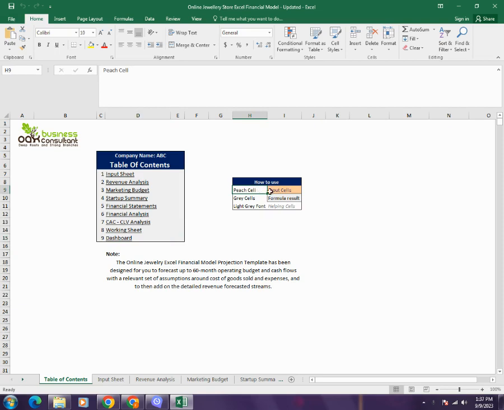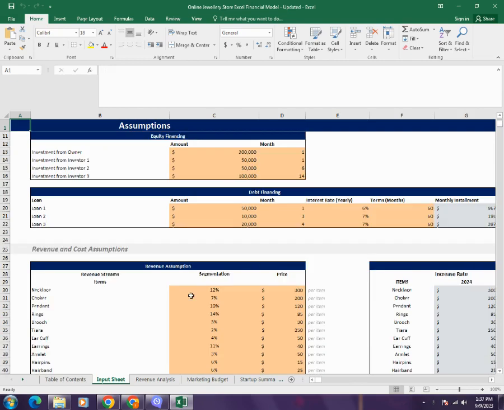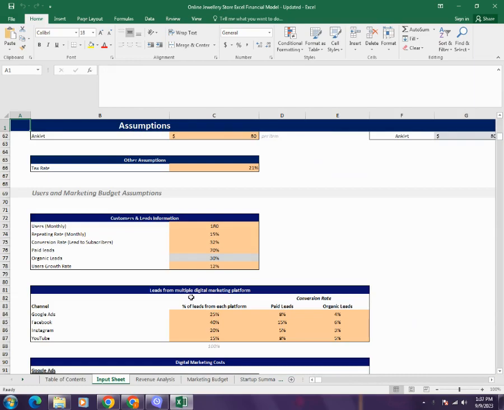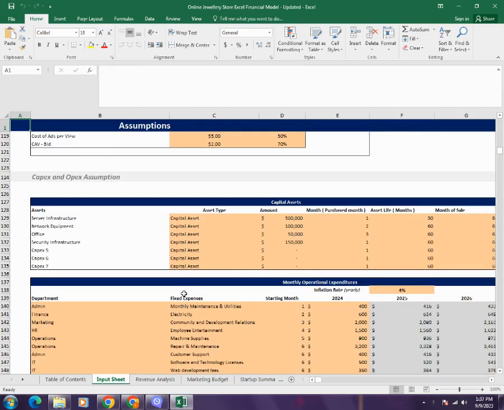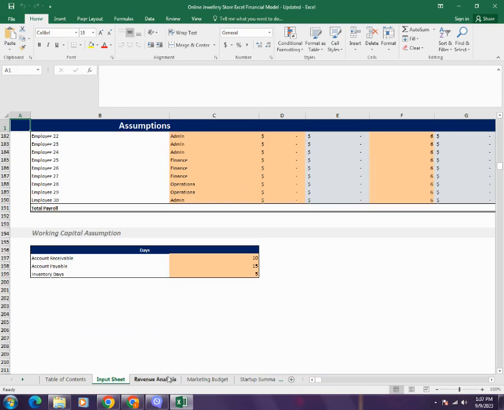As you can see over here, the peach cells give you the input cells, whereas the gray cells are formula cells, and the light gray fonts are the helping cells. Coming towards the input sheet, as you can see here, this gives you funding assumptions, revenue and cost assumptions, as well as your user and marketing budget assumptions, capex and opex assumptions, and your working capital assumptions.